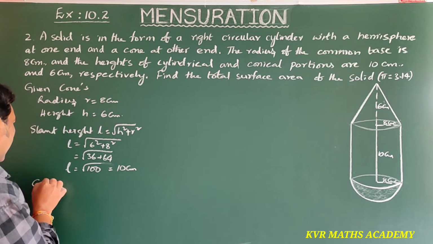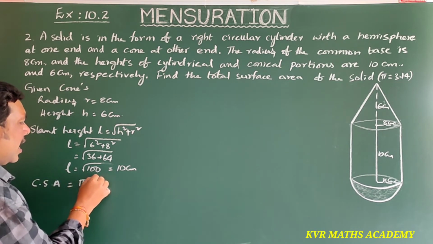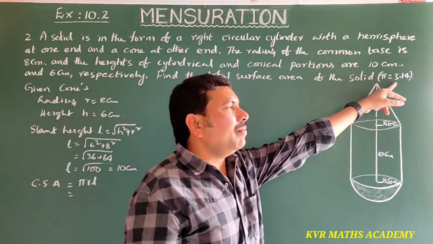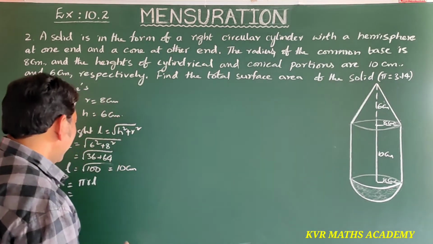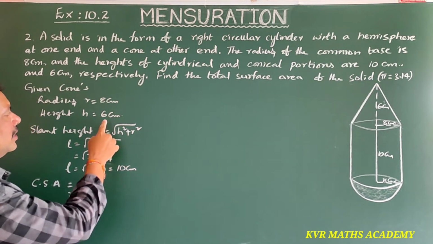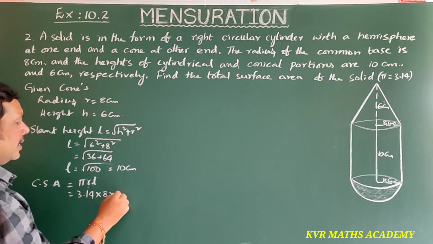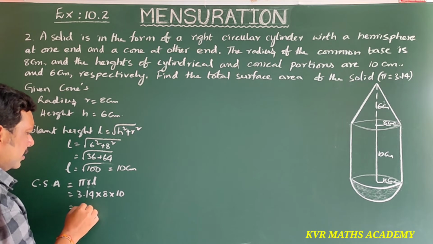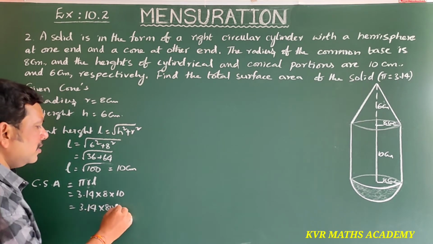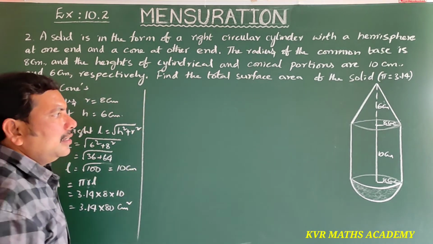Now CSA. What is the formula? Yes, pi r L. Pi we have to take as 3.14 because it is given. 3.14 into the radius, how much? Yes, 8 centimeters, into its slant height, which is 10. So this is 3.14 into 80 centimeter square. Keep it like this. Right? Next, the cylinder.